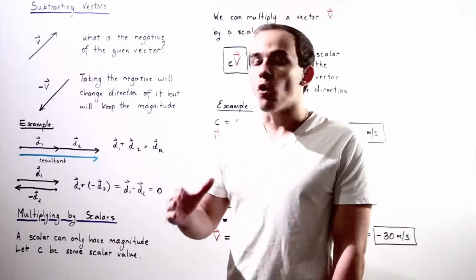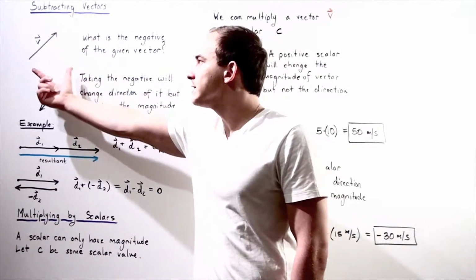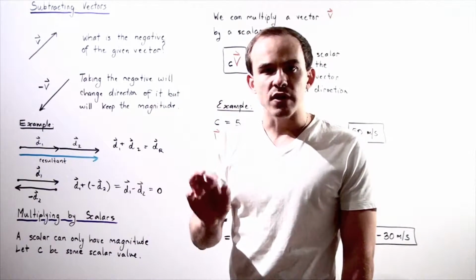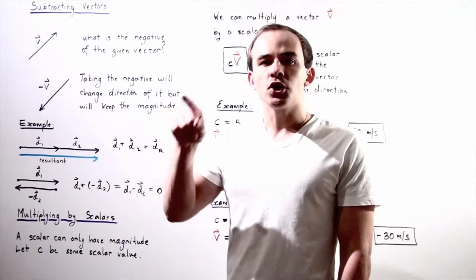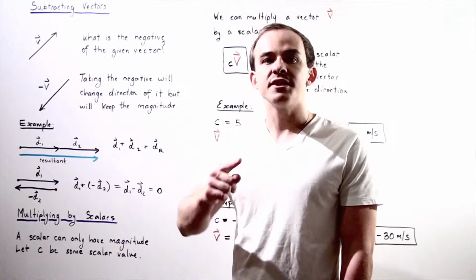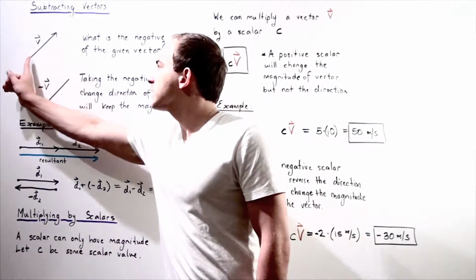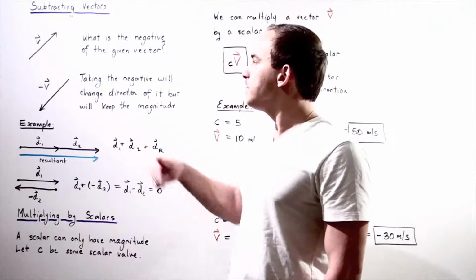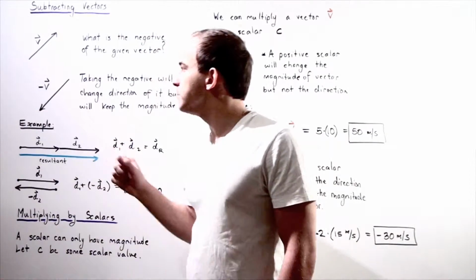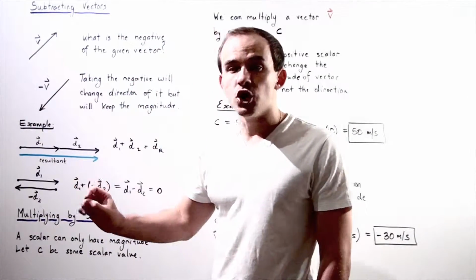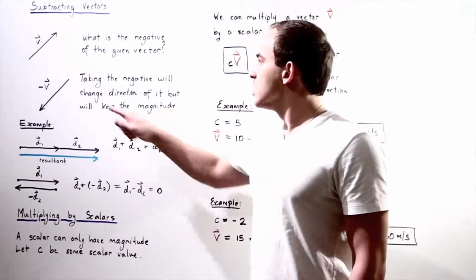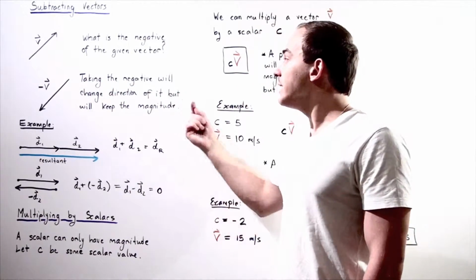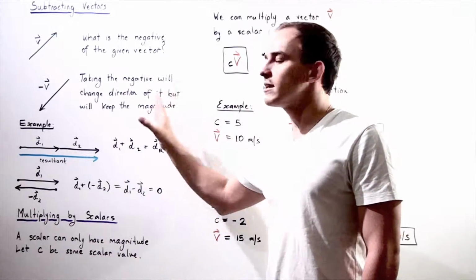Well, taking the negative of a vector simply means we keep the same exact magnitude of that vector, but we change our direction to the opposite. So, if our vector is pointing in this direction, taking the negative will make it point in the opposite direction, but the length, the magnitude, will remain the same. So taking the negative will reverse the direction, but we'll keep the magnitude exactly the same.